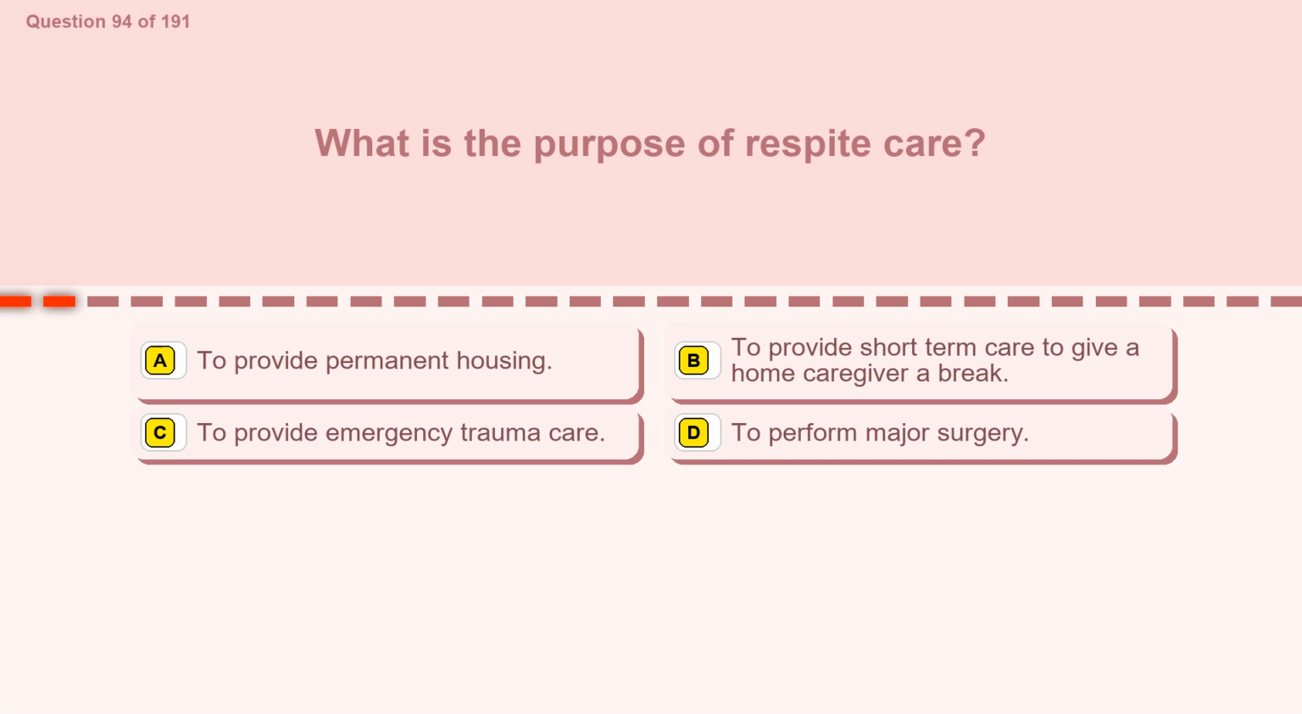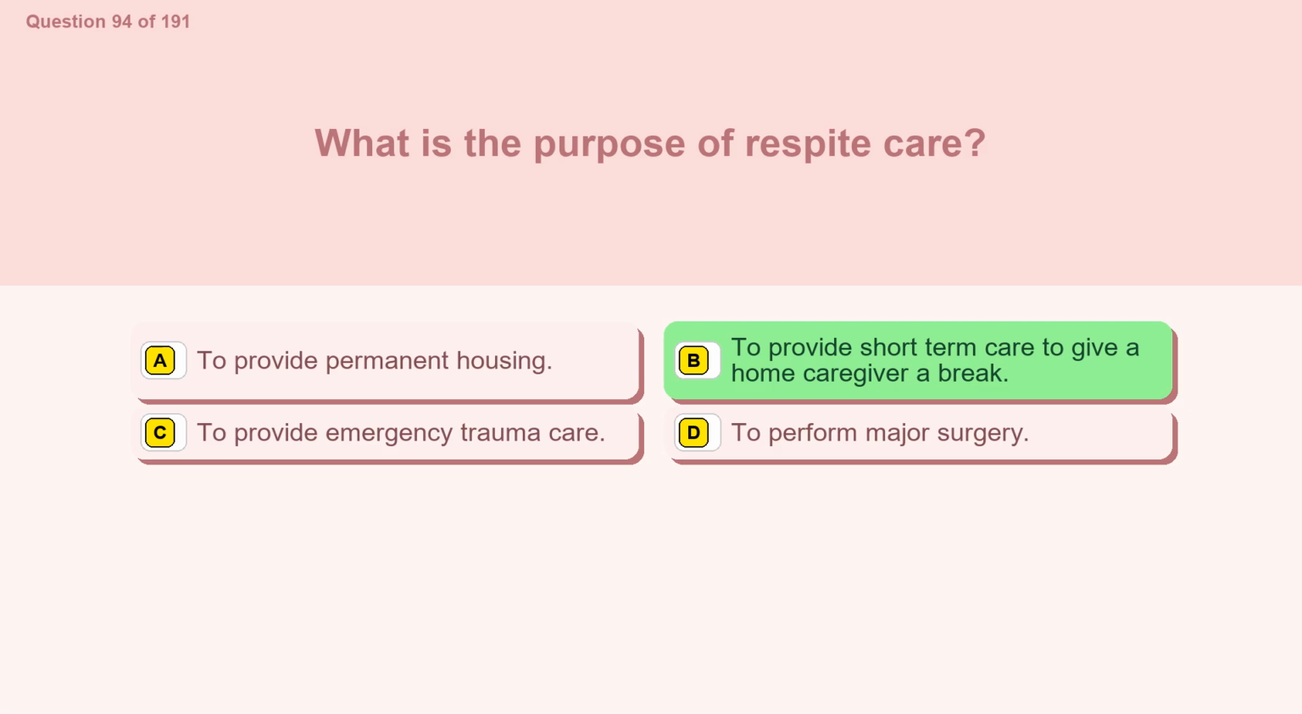Question 94. What is the purpose of respite care? Option A. To provide permanent housing. Option B. To provide short-term care to give a home caregiver a break. Option C. To provide emergency trauma care. Option D. To perform major surgery.